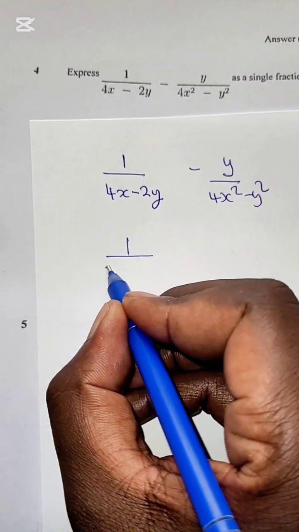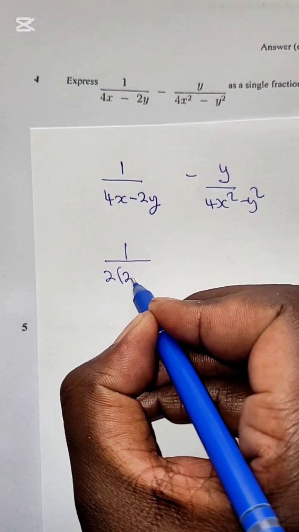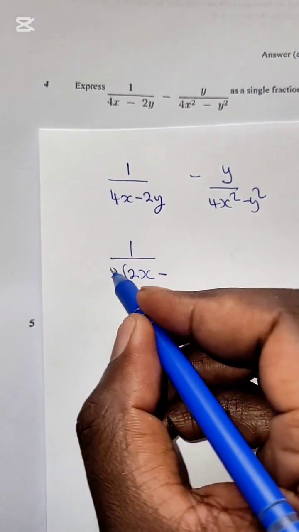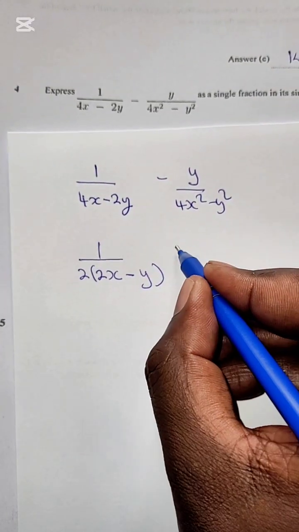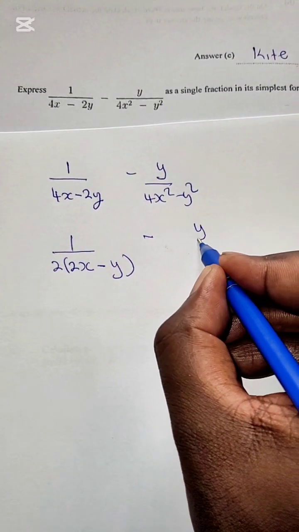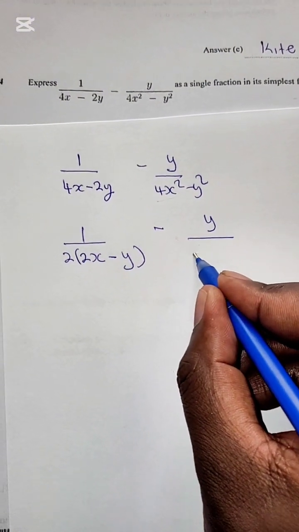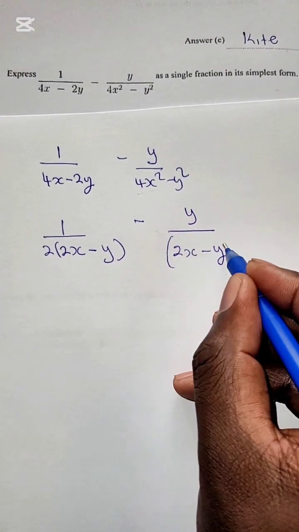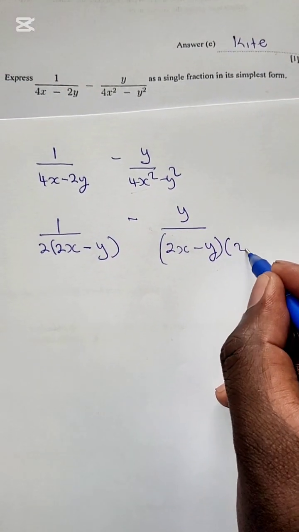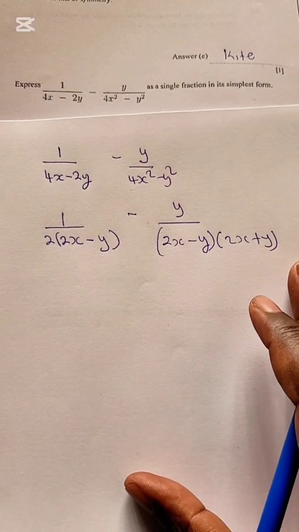So this one, 2 is common right here. We can factor out 2. 2 into 4 is 2x, minus 2 into 2, left with y. Then minus y over. This one right here is a difference of two squares, guys. So it's now 2x minus y, and the other one will be 2x plus y. Are we together?